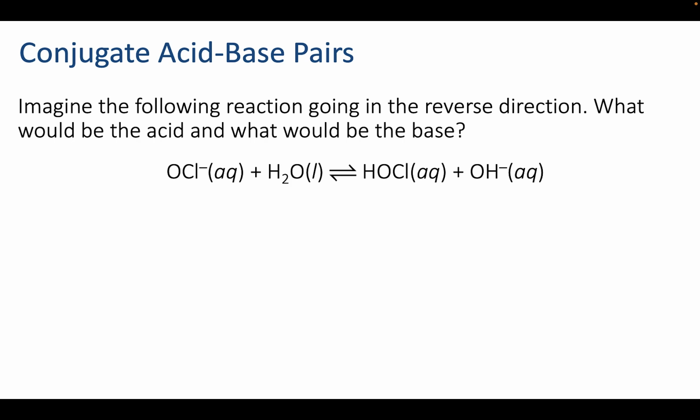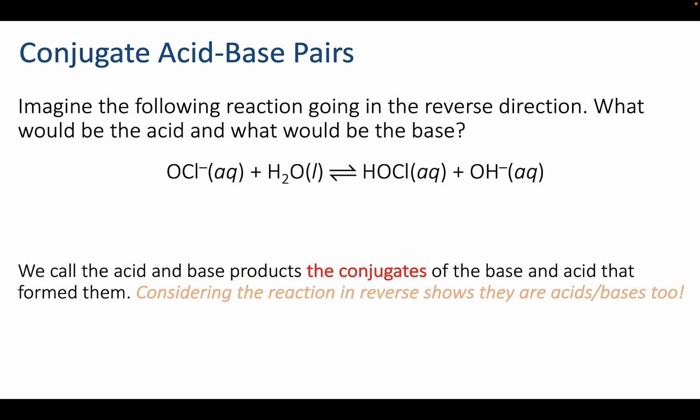Okay, as we're looking at these, perhaps you've noticed that when we go through the reaction, like OCl minus to HOCl in this case, we're gaining a proton, right? But what if we look at it in reverse? If we look at this in reverse, what's the acid and what's the base? If we go from OCl minus to HOCl, this is the forward direction, that's acting as a base.